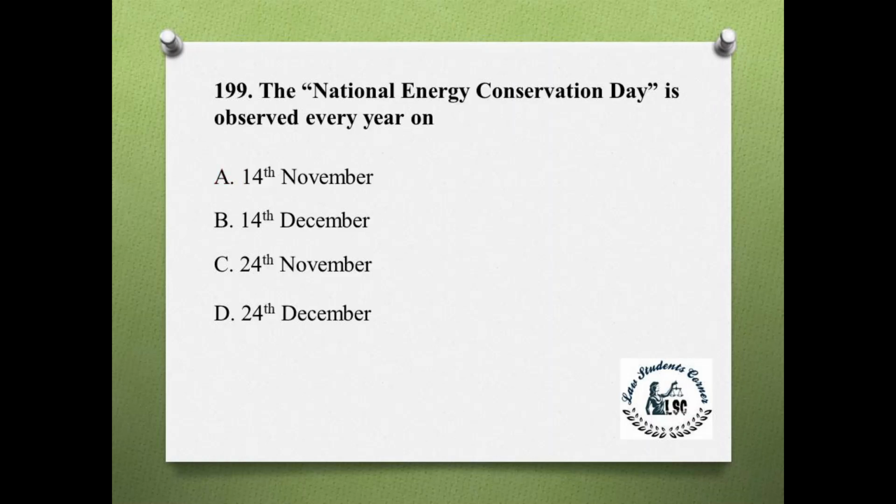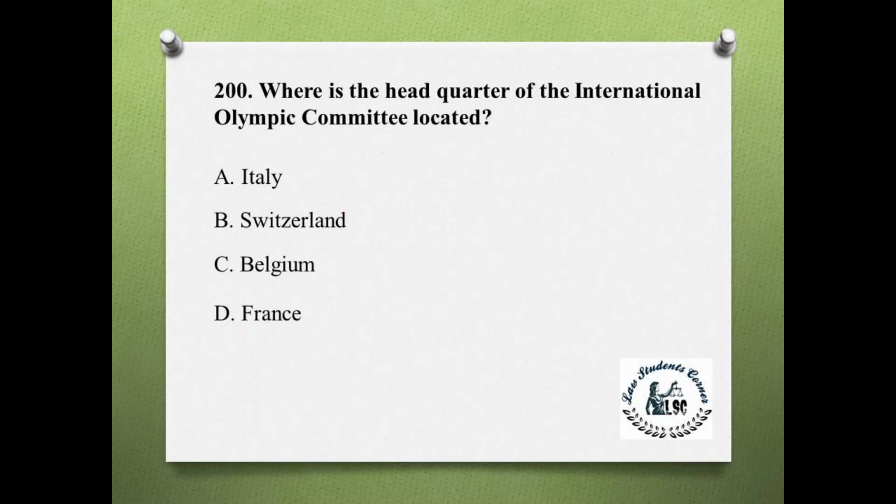Question number 199. The National Energy Conservation Day is observed every year on option A 14th November, option B 14th December, option C 24th November, option D 24th December. Correct answer is option B 14th December. Last question. Where is the headquarters of the International Olympic Committee located? Option A Italy, option B Switzerland, option C Belgium, option D France. And the correct answer is option B Switzerland.